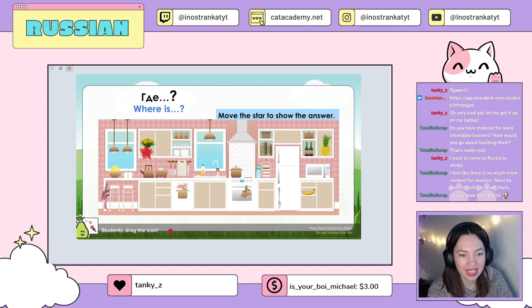Next one. Где автомат? So, if we talk about Counter-Strike, about games, shooters, we have автомат there, usually. Правильно. Автомат. A rifle, automated rifle. Next one. Где вилка?